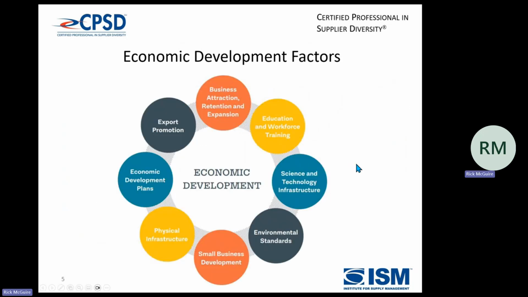Economic development factors. So this is all about economic development, business attraction, retention, and expansion. To do that, you need to educate and train the workforce. You need some infrastructure, science and technology. You're going to have high concentration. You need some environmental standards, and you're going to need small business development and more infrastructure like utilities, economic development plans, and export promotion.